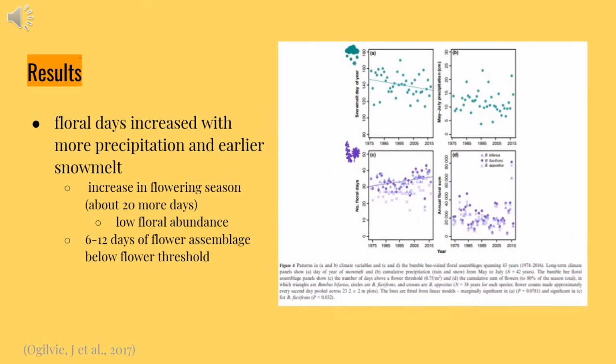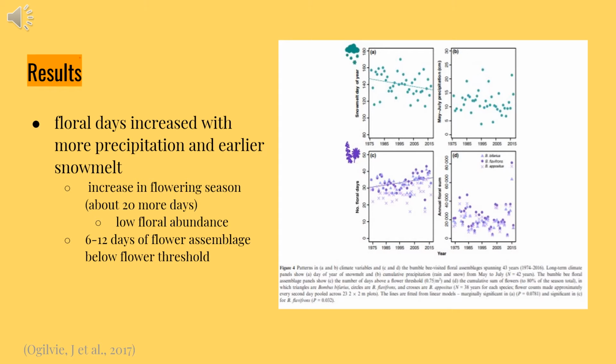The study found that there was an increase in the number of floral days with more precipitation and earlier snowmelt, about 13 days earlier. There was also an increase in the number of flowering days, about 20 more days than recorded previously, but 6 to 12 of these days were of low flower threshold. As you can see by this figure, the number of snowmelt days shifted earlier and the number of floral days increased. Precipitation changes were inconsistent between the years.